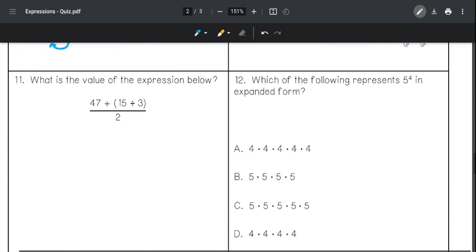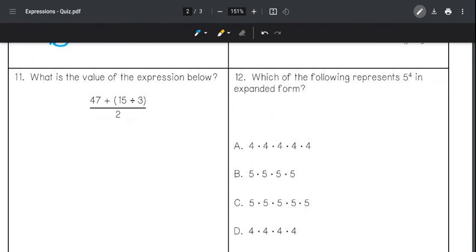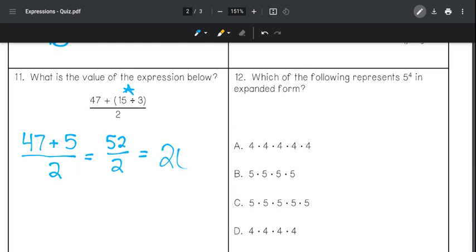All right, number 11, what is the value of the expression below? PEMDAS, we gotta solve our parentheses first. So it's 47 plus 15 divided by 3 is 5, and then we rewrite our divide by 2. So now I'm going to solve my top. 47 plus 5 is 52. And we still have our divide by 2. And our final answer is 26. 52 divided by 2 equals 26.